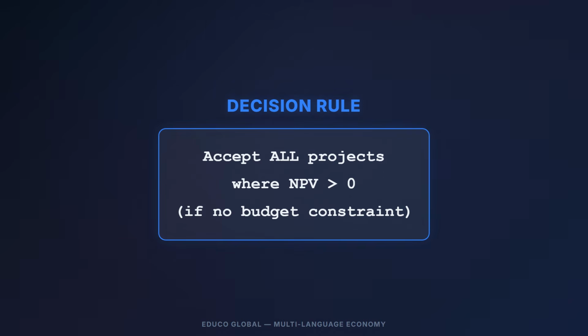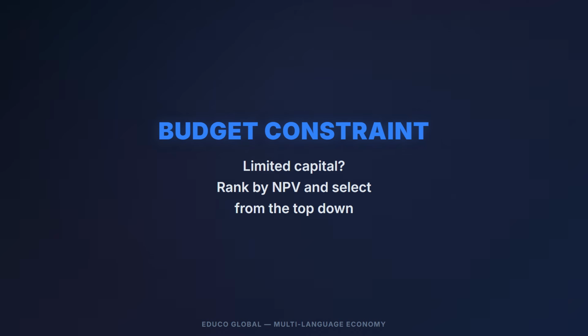But if you have a limited budget, you need to rank all independent projects by their NPV and select from the top until your capital runs out. This is called capital rationing.